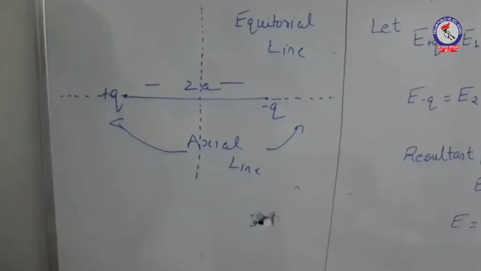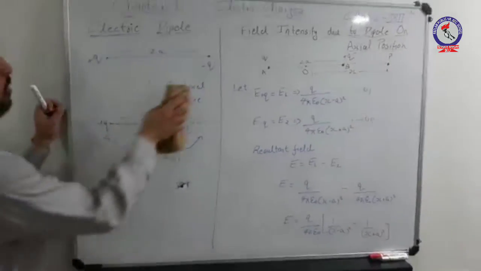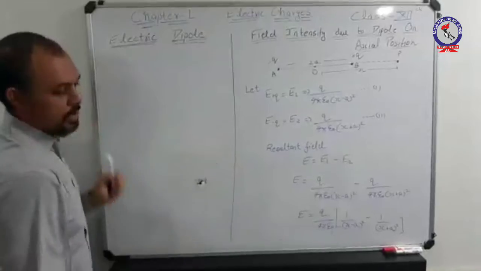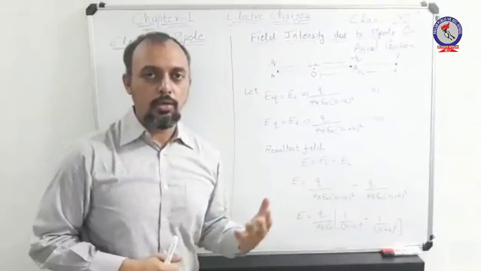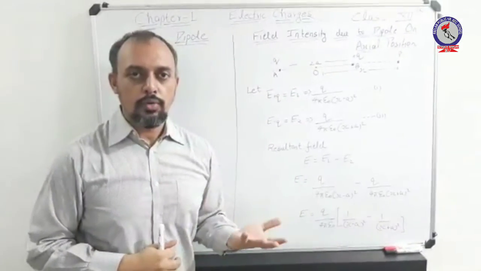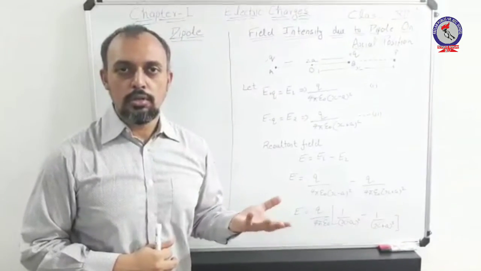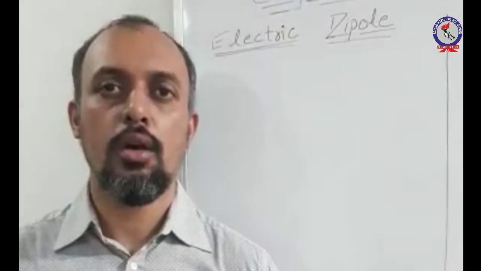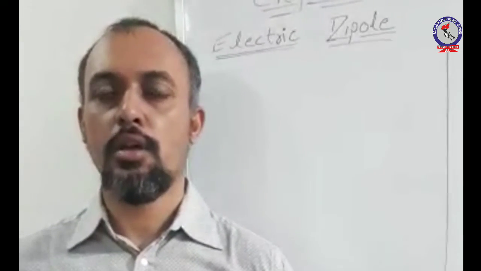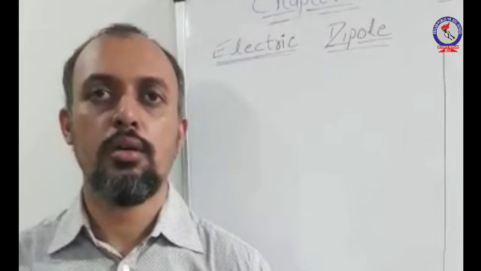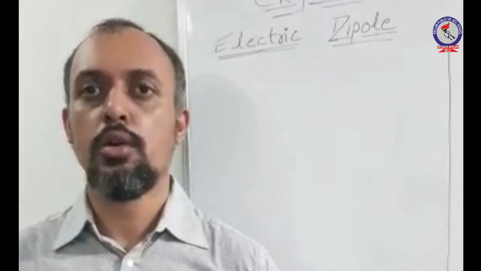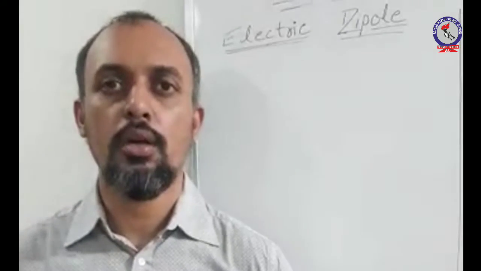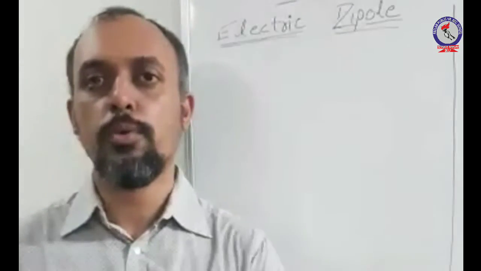So continuing this topic, we will be calculating the field intensity of a dipole on its equatorial position, then its axial position. But before going on to the concept of equatorial and axial position, as I have just explained that electric dipole moment is a vector quantity, you should take into account that the direction of this electric dipole moment is actually from negative charge to positive charge.